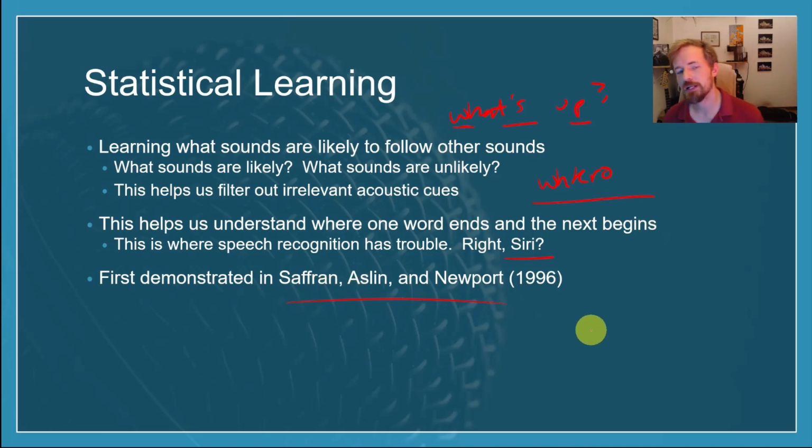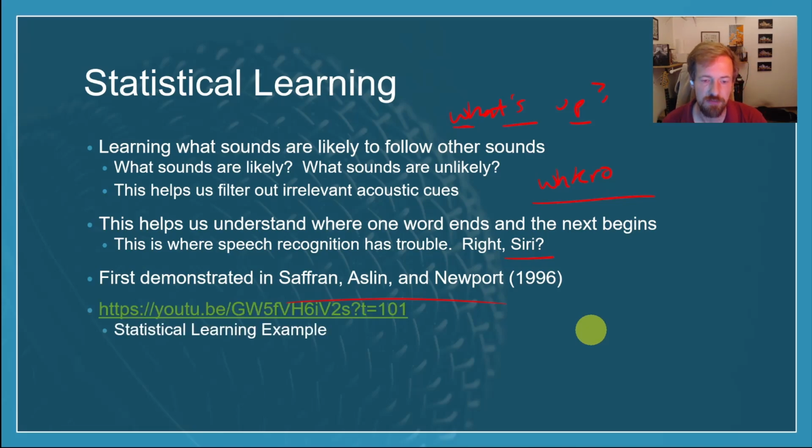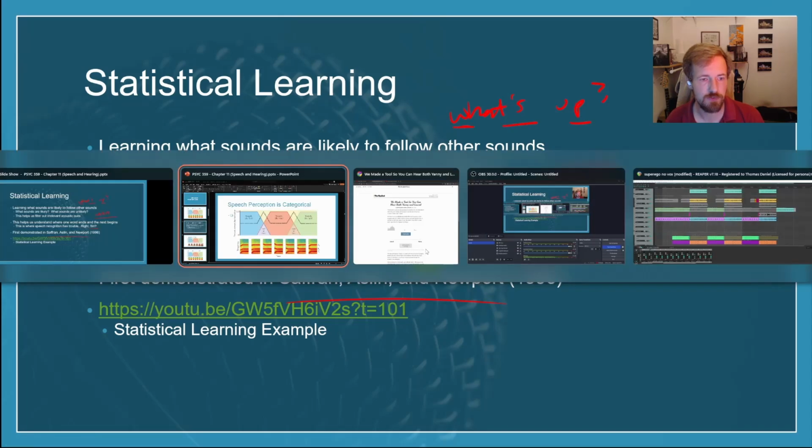This was first demonstrated in Saffran, Aslin, and Newport, 1996, an extremely influential article that essentially set off a tidal wave of research in the 90s that's still going on today, and helping us understand how we achieve language. And so here is essentially what they did. So I'm going to play this for you here.